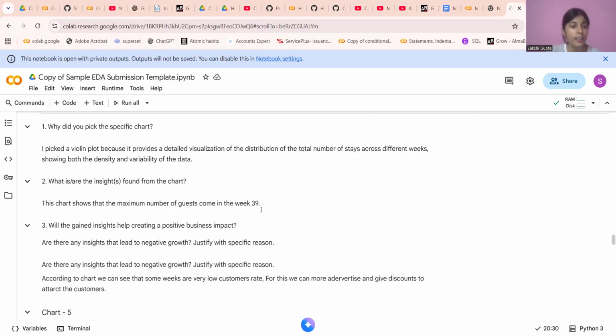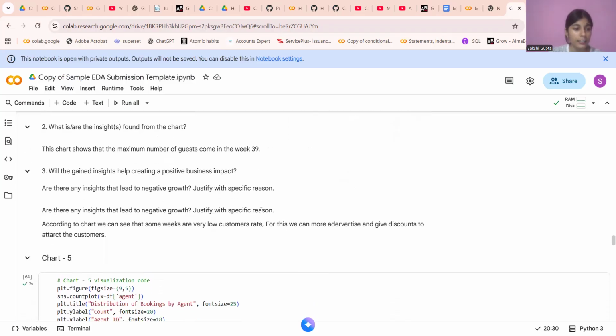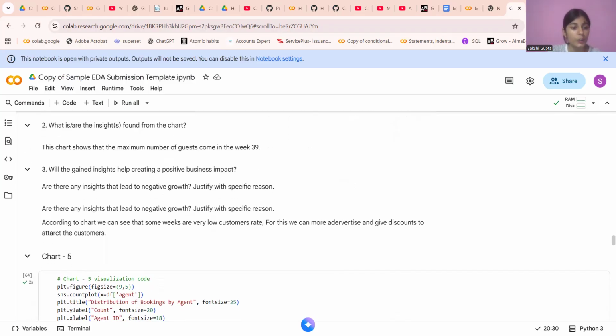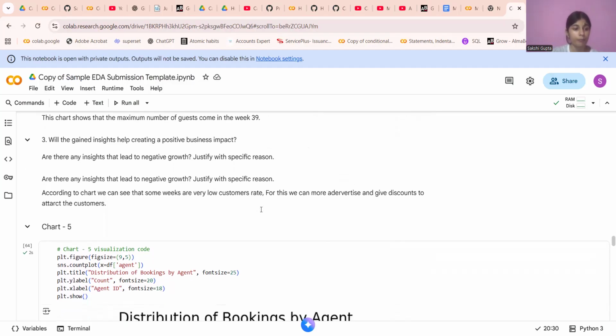I pick a violin plot because it provides a detailed visualization of the distribution of total number of stays across different weeks, showing both the density and the variability of the data. What is the insight found from the chart? The answer is this chart shows the maximum number of guests coming in week 39.